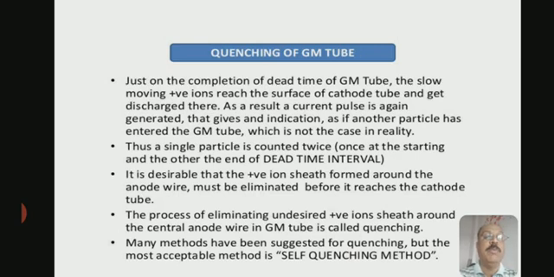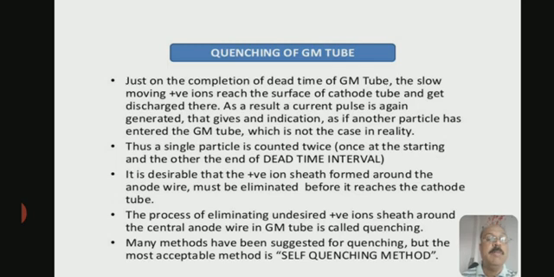Quenching of the GM tube. Just on the completion of the dead time of the GM tube, the slow moving positive ions reach the surface of the cathode tube and get discharged there. As a result, a current pulse is again generated that gives an indication as if another particle has entered the GM tube, which is not the case in reality. Thus, a single particle is counted twice, once at the start and the other at the end of the dead time interval.